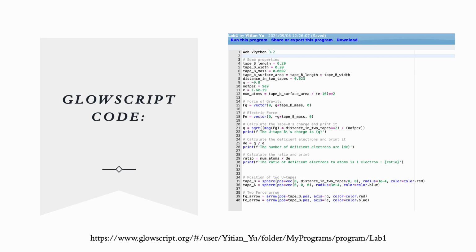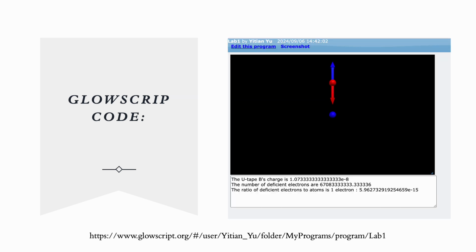Next is my GlowScript code. I create 2 objects, tape A and tape B. I also made 2 force arrows. One is gravity and another one is electric force acting on tape B. Finally, I calculated tape B's charge, the number of division electrons, and the ratio of the number of division electrons to the number of atoms.